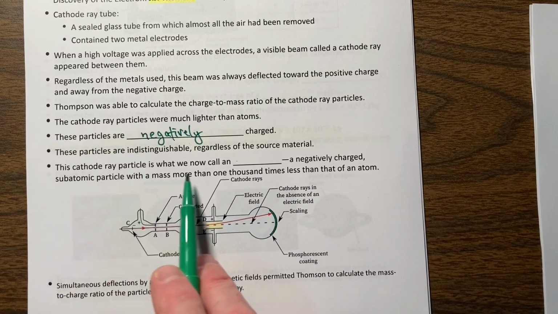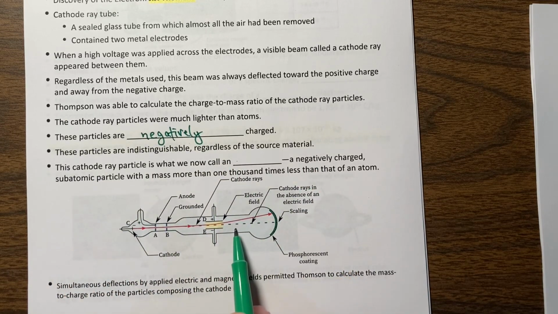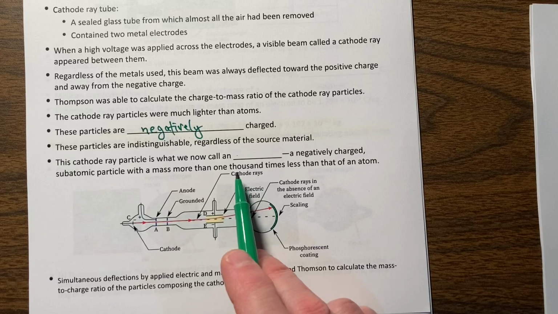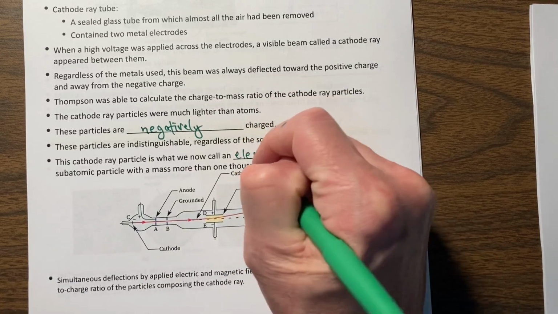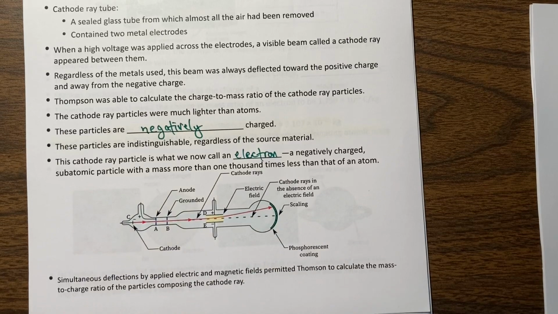These particles were indistinguishable regardless of the source material. So these particles emanated from all metals. So he proposed that they must exist in all atoms. This cathode ray particle is now called an electron. I think it came from electric ion. Some other scientists proposed that they behave like electric ions, so they combined that into one word, electron.